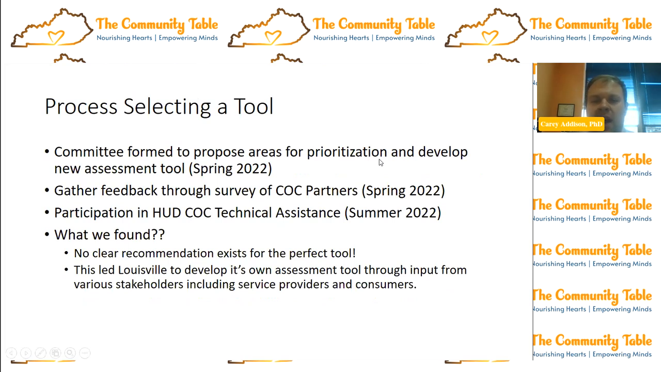So early last year in 2020, we began trying to chart a course on how to do that. We formed a committee of people on the Coordinated Entry Steering Committee, a subgroup to look at new tools and develop one. HUD was also thinking similarly at that time, and they provided a technical assistance project that we participated in as well. And then, of course, we wanted a lot of feedback. We wanted to know what the partners, the people we're working with and, more importantly, the people we serve, think about what we're doing.